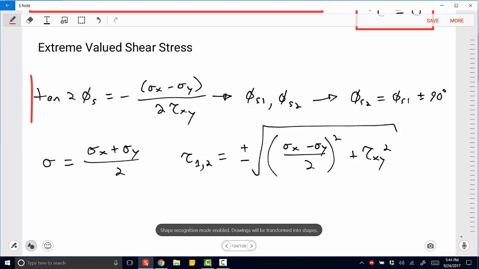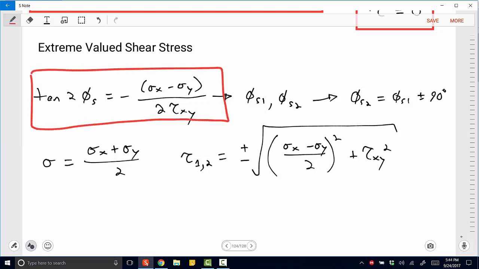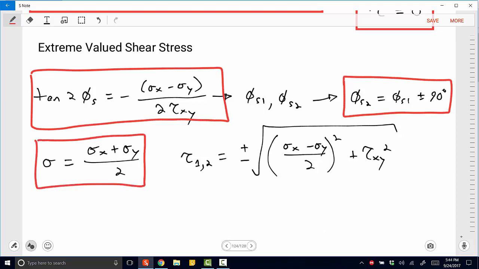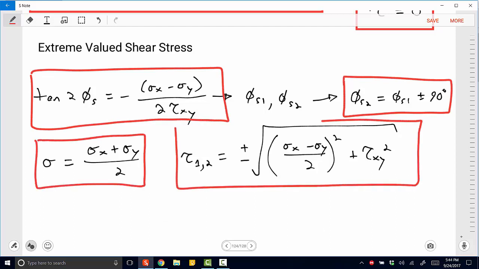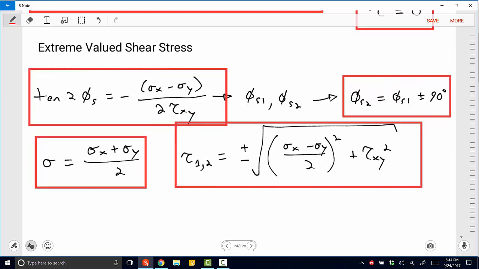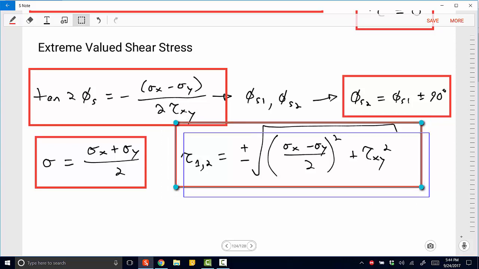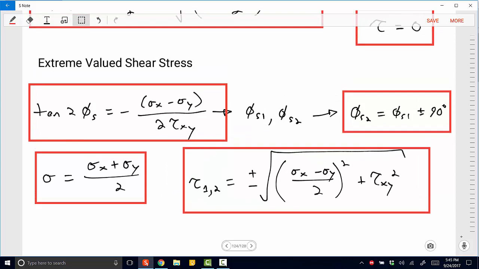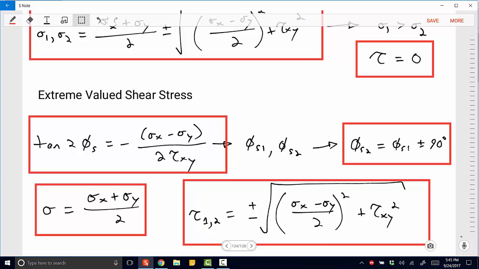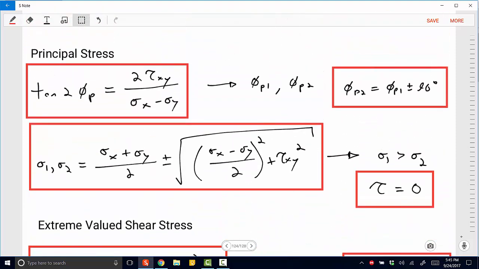And now let's circle all our key equations here, and let's move this one down a little bit. And so we can actually see that we have both the directions, which are the angles, as well as the magnitude of the extreme value shear stresses and the principal stresses through these series of equations.